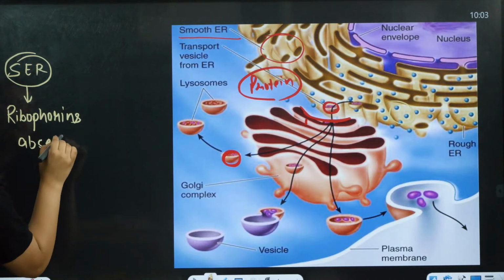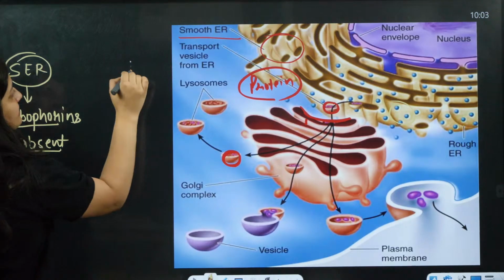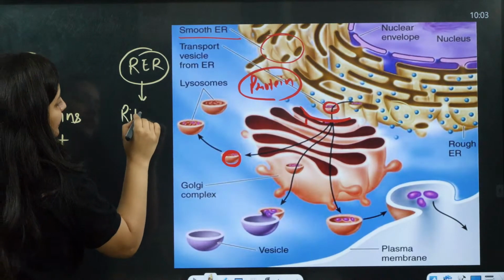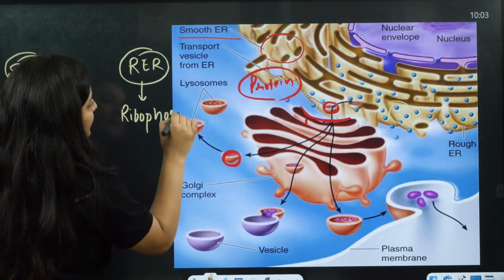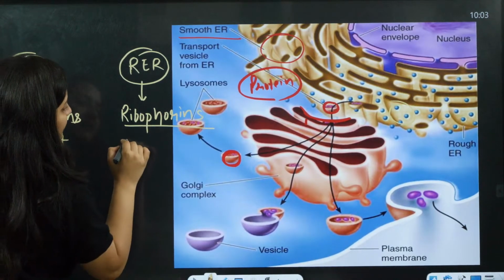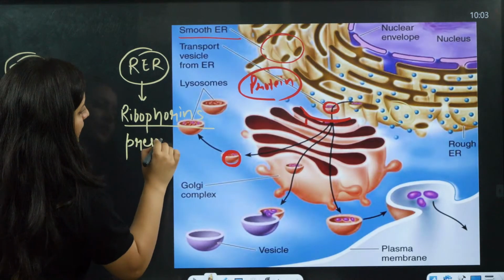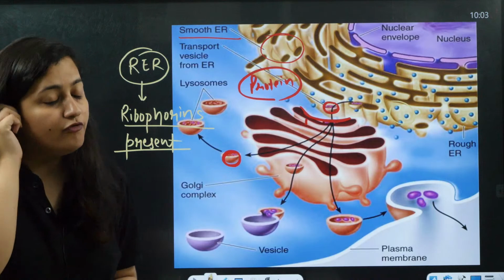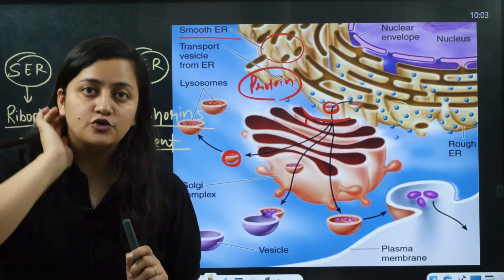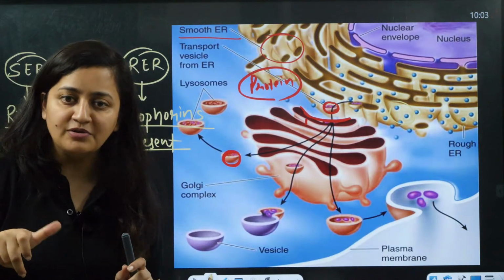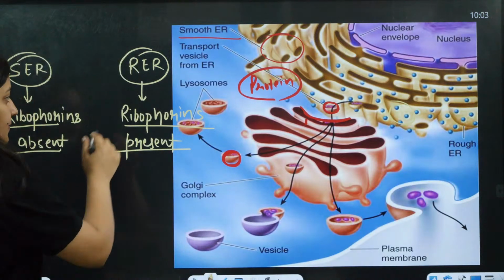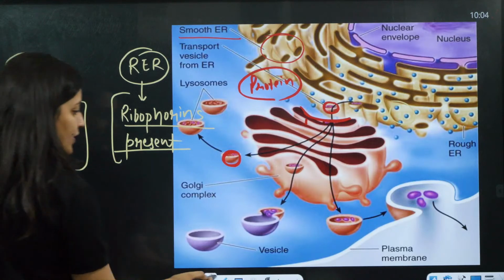So these ribophorins help in the attachment of ribosomes. Let me mention it here. In the rough endoplasmic reticulum we have the ribophorins present, right? With the help of these ribophorins, the ribosomes are able to attach to this endoplasmic reticulum. Are you getting my point?